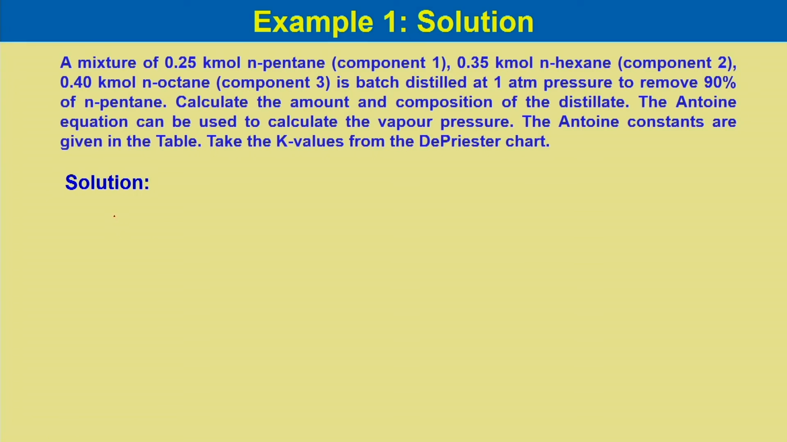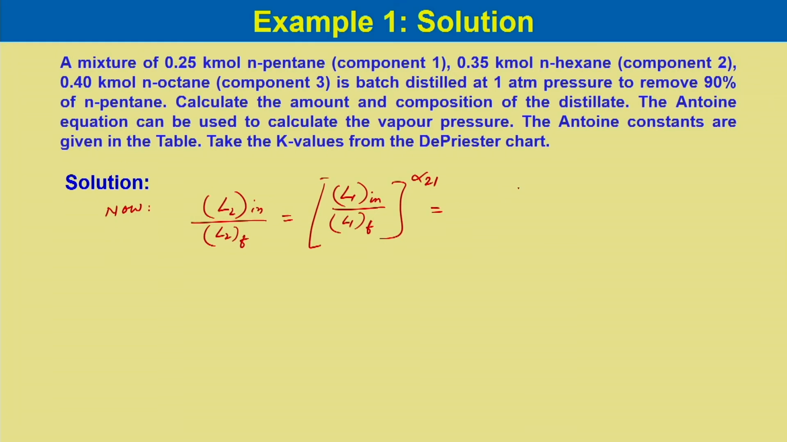Now, L2 initial divided by L2 final would be equal to L1 initial divided by L1 final to the power alpha 21, which would be equal to L3 initial over L3 final to the power alpha 23.